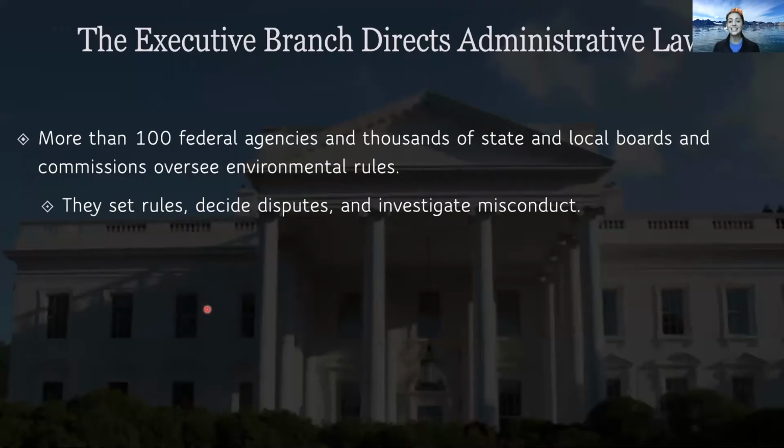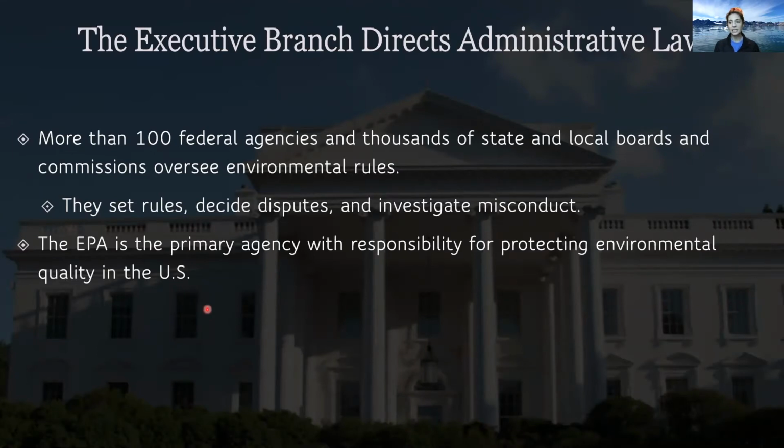Finally, we have the executive branch. They direct the administrative law. There's more than 100 federal agencies and thousands of state and local boards and commissions that oversee environmental rules. The executive bodies, they set rules, they decide disputes, and they investigate misconduct. The EPA is included within the executive branch. The EPA, of course, is the Environmental Protection Agency, and they oversee and enforce public laws.